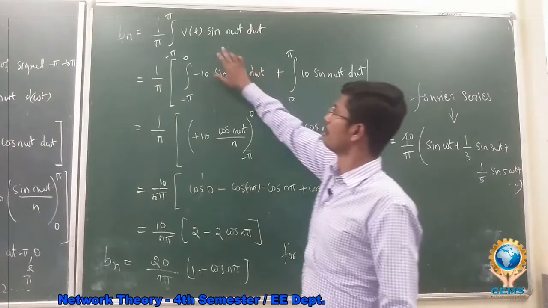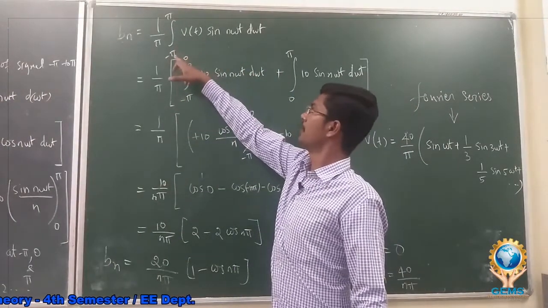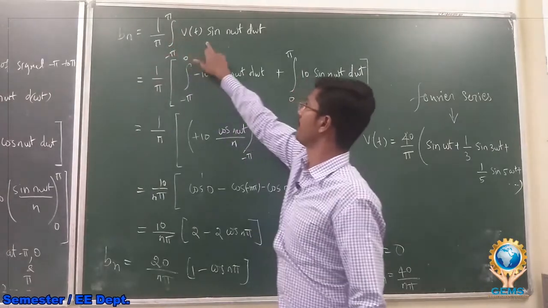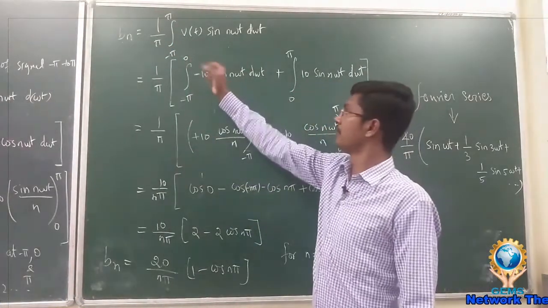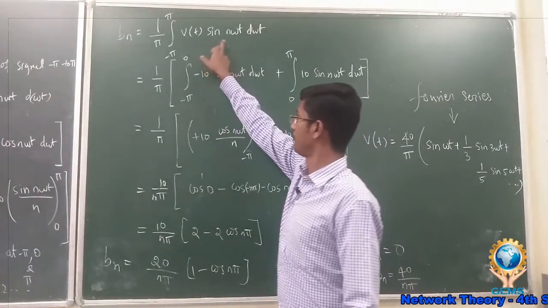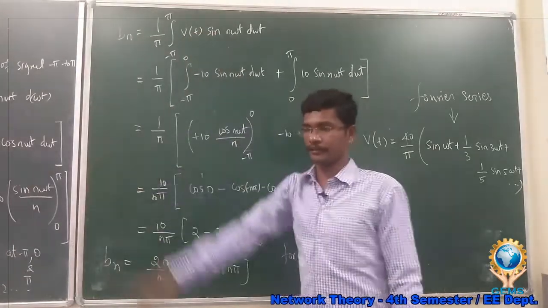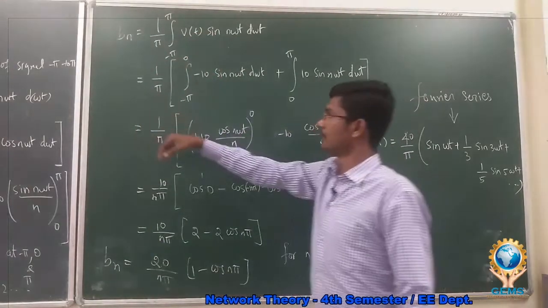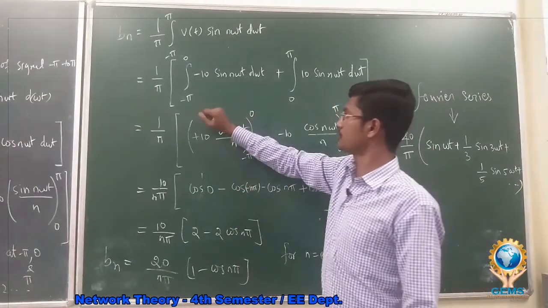Now we will find out the bn value. bn equals 1 by pi integral from minus pi to pi of v of t into sin n omega t. We know that already: for bn, we multiply the function with sin n omega t, and then integrate with the limit of minus pi to pi. So the same way we did in the an, we are going to do here also.